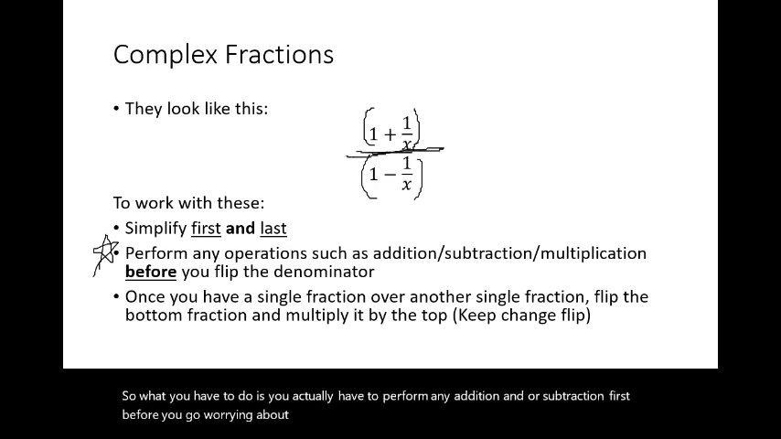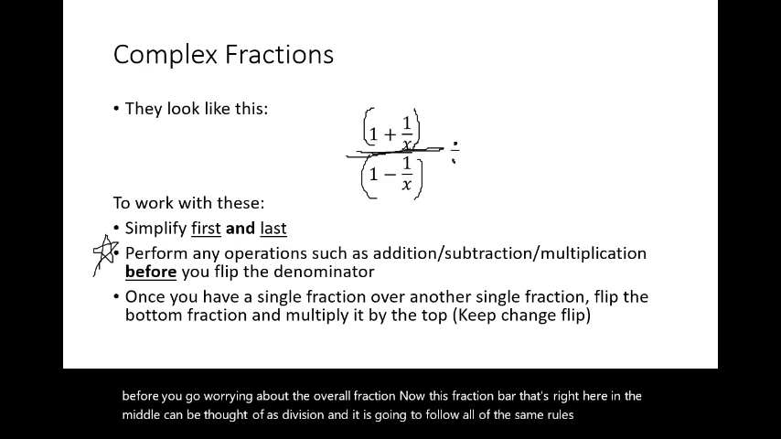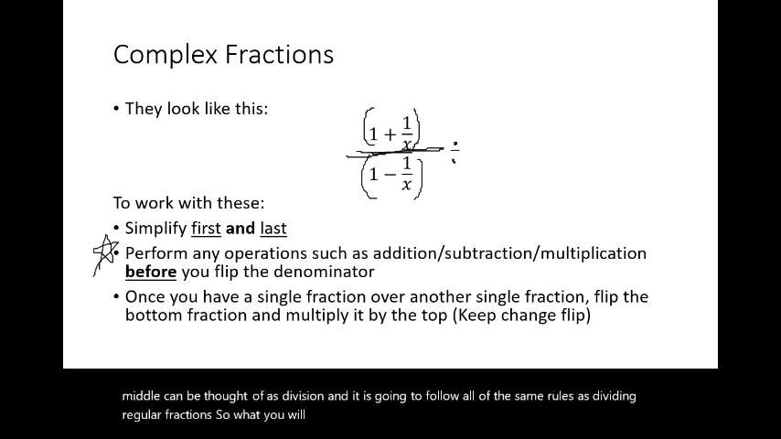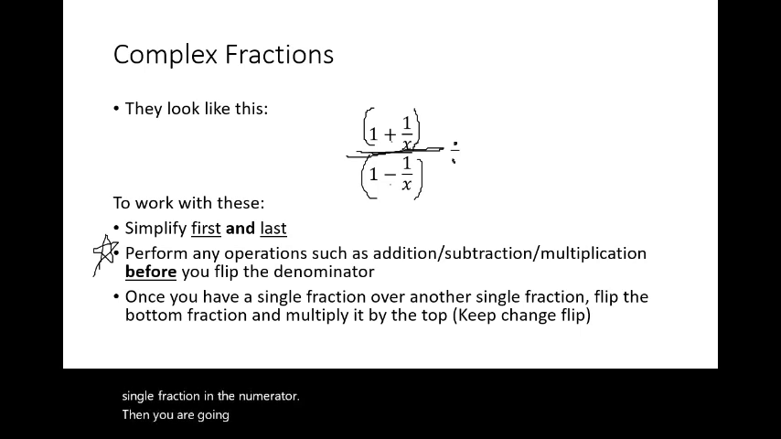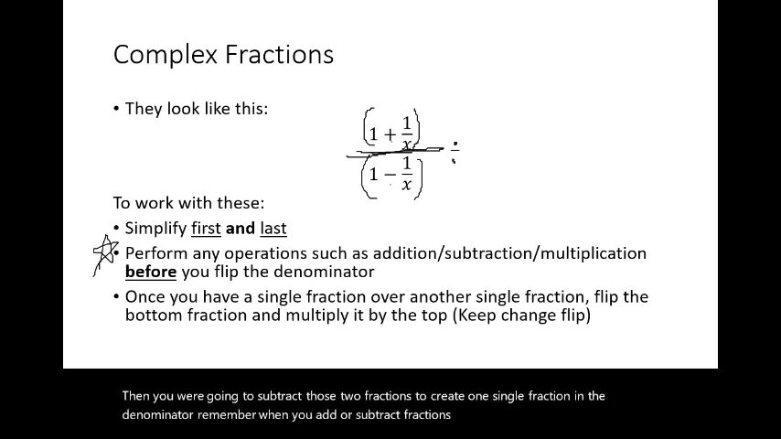Now, this fraction bar that's right here in the middle can be thought of as division, and it is going to follow all of the same rules as dividing regular fractions. So what you will do is you will combine both the numerator and the denominator into one single fraction. You're actually going to add those together to create one single fraction in the numerator. Then you are going to subtract those two fractions to create one single fraction in the denominator. Remember, when you add or subtract fractions, you need common denominators.